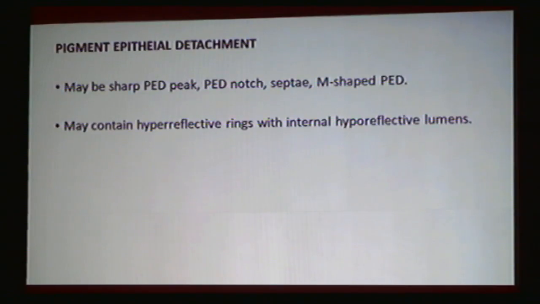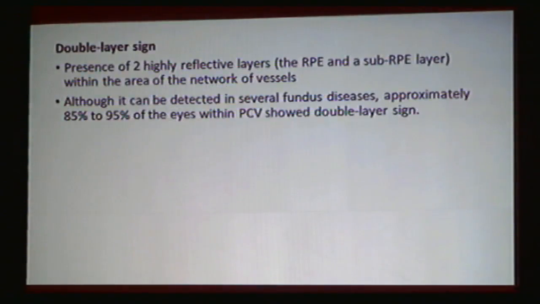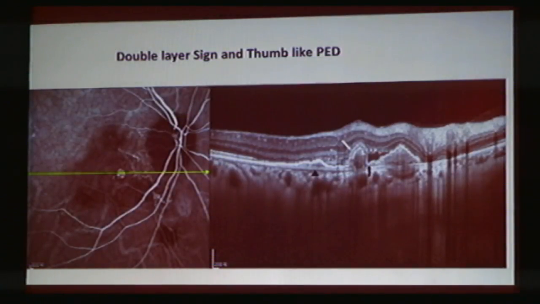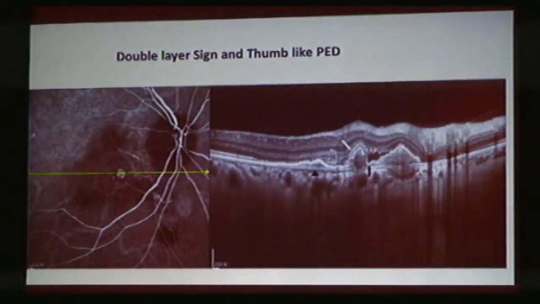Now, a PED is something which is important to note in a PCV. So you can have these typical notch-shaped or notched PEDs, which are the site of the PCV, and you get this typical thumb-like elevation of the PED in PCV. So the typical double layer sign, which you can see in this picture. So what is this double layer sign?